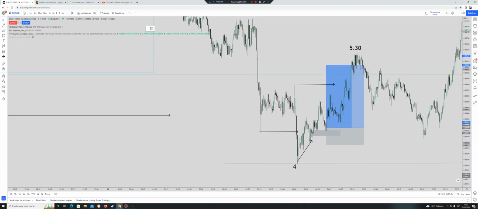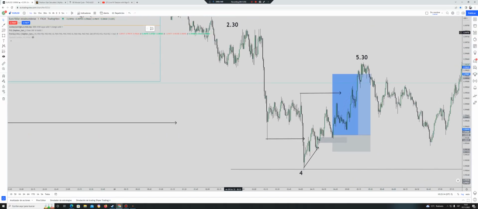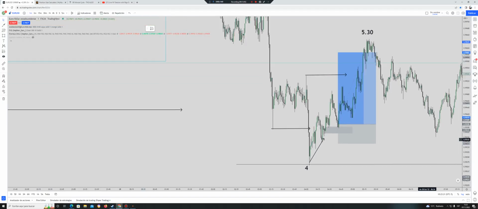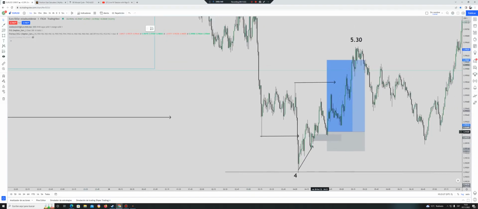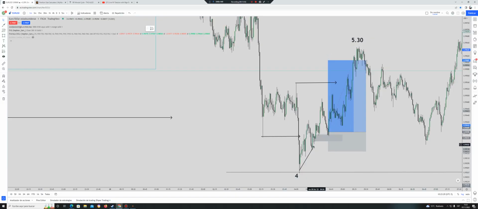So the first 90-minute cycle, we don't trade. We wait first for liquidity to be taken, and then the second one, which is the big move, we trade like that. We trade like this. Okay, 4 to 5:30. You wait the first 30 minutes to give you information, and there we go.